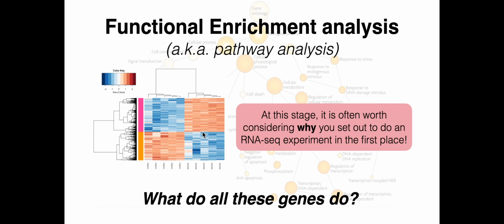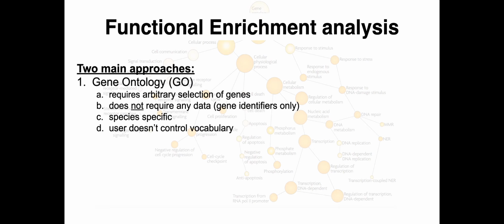Okay, so functional enrichment analysis, two main approaches, at least that we'll cover in this class. One is gene ontology or GO enrichment. There's a few things you should know about GO. It requires an arbitrary selection of genes. You have to set some cutoff or selection that returns to you a set of genes out of the larger universe of possible genes. And that's great because it means it doesn't require any data. Presumably the data is what led you to the selection of the genes. So once you have the selection of the genes, you don't need the data anymore. So you just need gene identifiers to carry out a GO enrichment. You just need gene symbols or Entrez gene IDs or something like that.